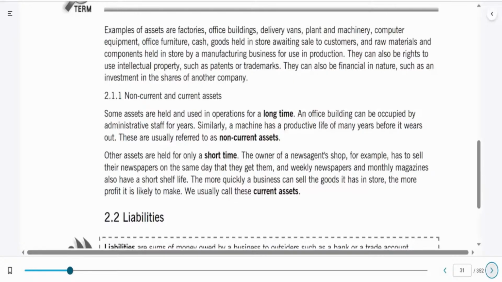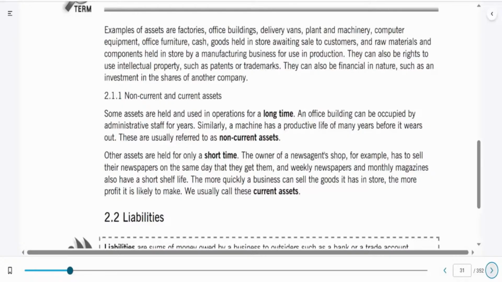Magazines and weekly publications also need to be sold quickly, or they become outdated and harder to sell. These are examples of current assets because they only stay in the business for a short period before they're sold. In other businesses, inventory, the goods they sell, and accounts receivable, money customers owe the business but will pay soon, are also current assets. The faster a business can sell these goods and collect payment, the more money it makes.